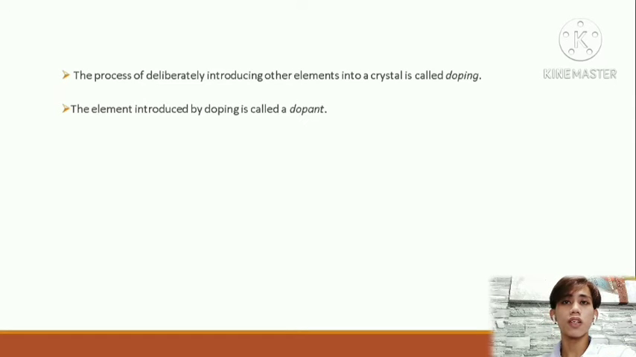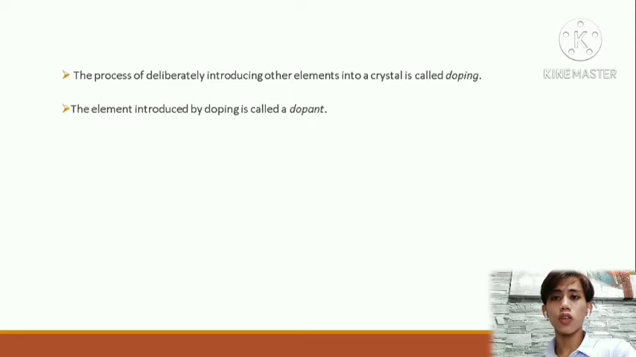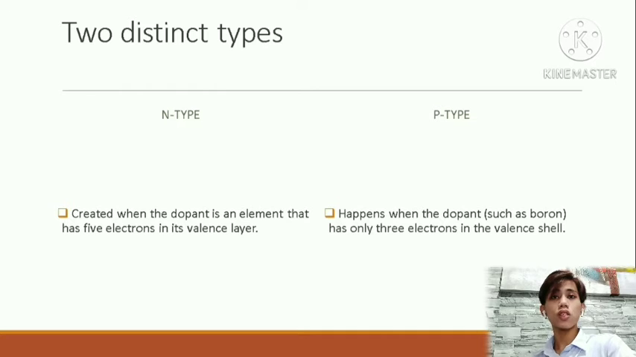The process of deliberately introducing other elements into crystals is called doping, and the element introduced by doping is called a dopant. By carefully controlling the doping process and the dopants that are used, silicon crystals can transform into one of 2 distinct types of conductors. Those 2 distinct types are N-type, which is created when the dopant is an element that has 5 electrons in its valence layer, and P-type, which happens when the dopant, such as boron, has only 3 electrons in the valence shell.